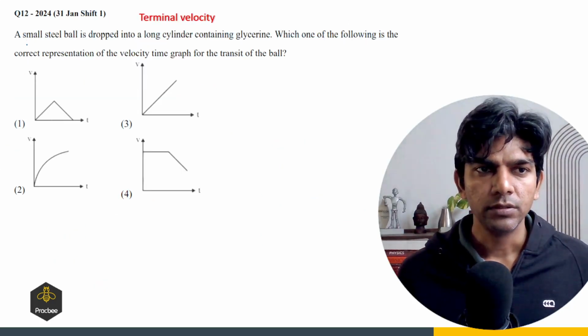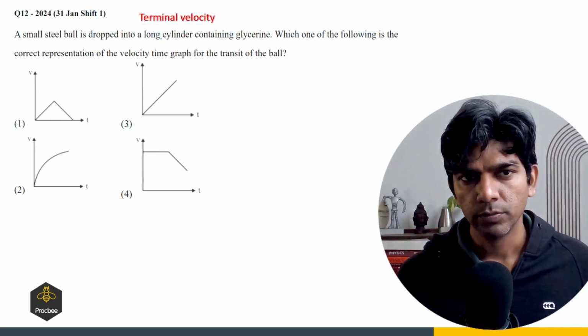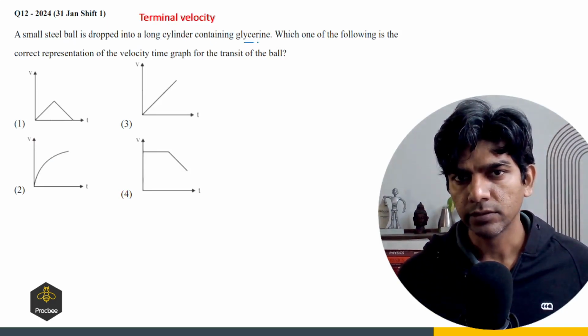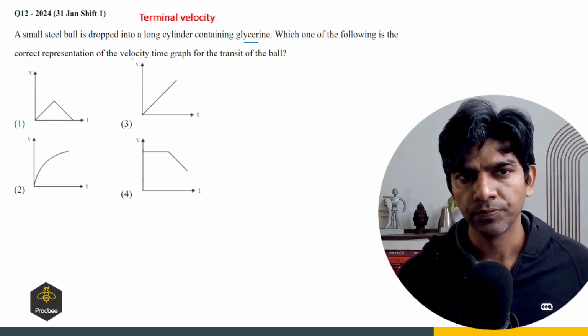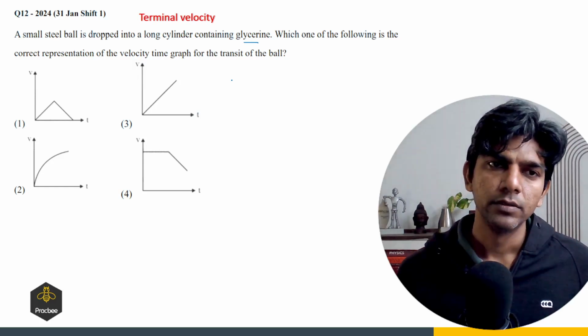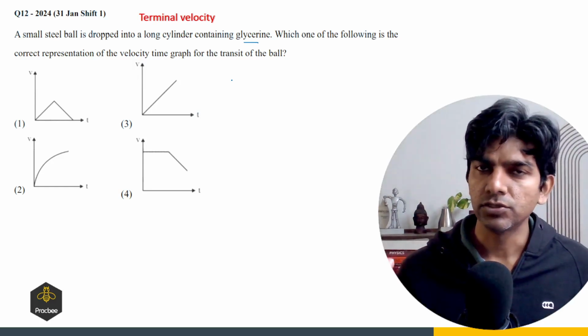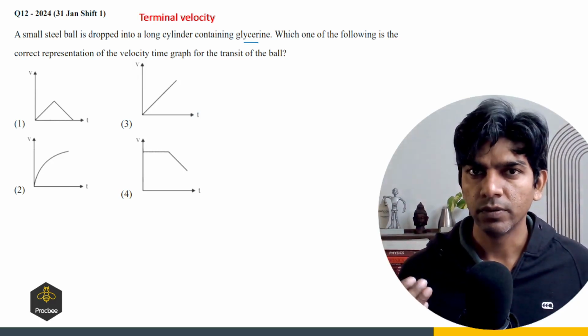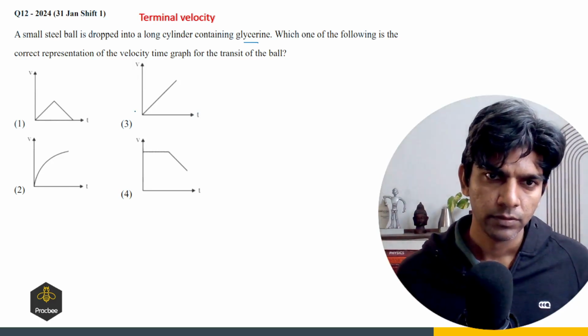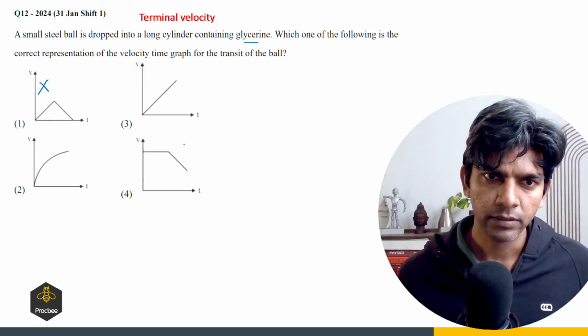Okay, let us see this question. A small steel ball is dropped into a long cylinder containing glycerin. Which one of the following is the correct representation of the velocity-time graph? When we release a steel ball, its velocity will increase, and after some time it will attain a terminal velocity. So it can't be the right answer.